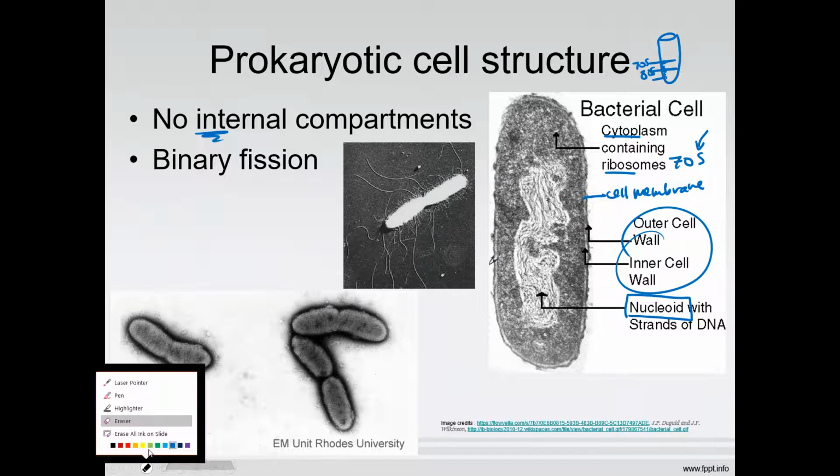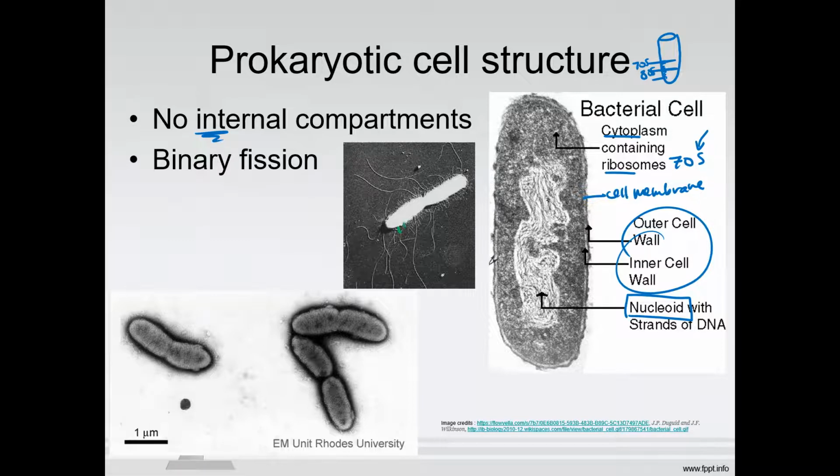Some bacteria have some super cool little projections called pili. Pili help the bacteria attach to each other. And then they sometimes also have flagella that help them with movement. And then when bacteria divide, they divide by binary fission, not mitosis. Mitosis is all about the nucleus, and if you don't have a nucleus, you cannot do mitosis.